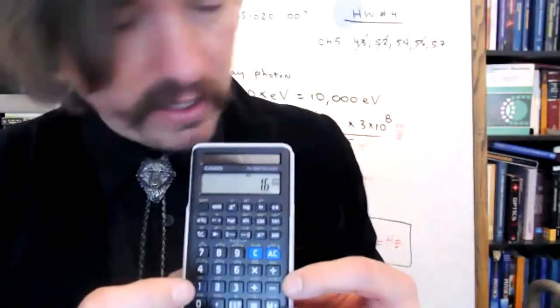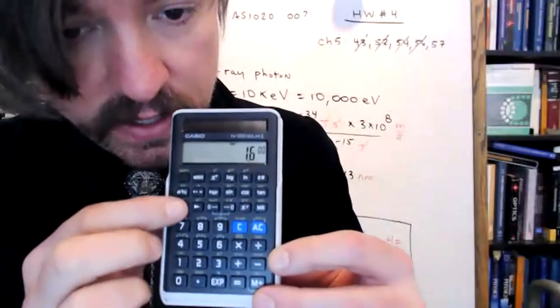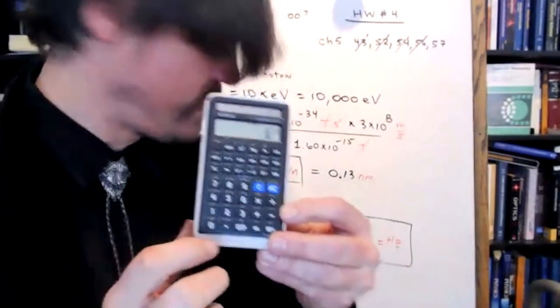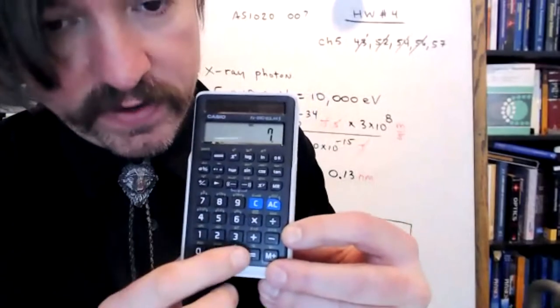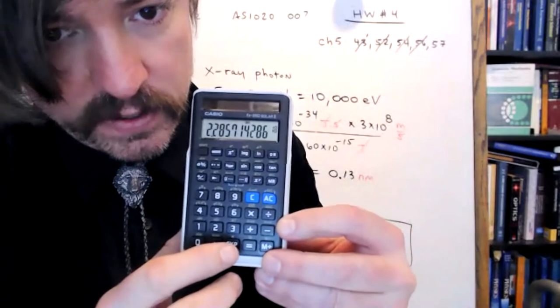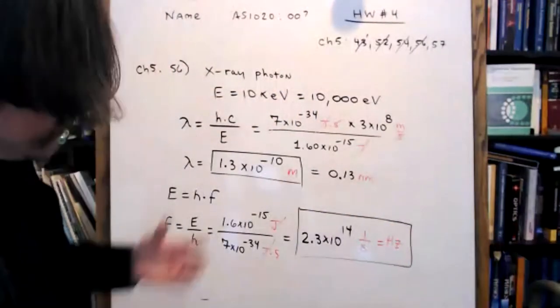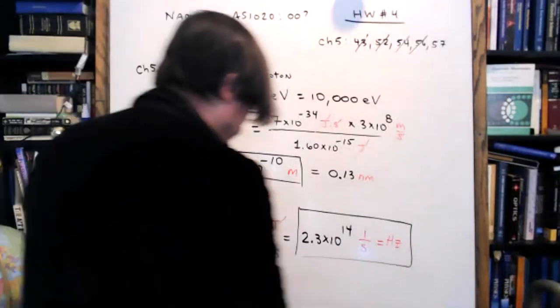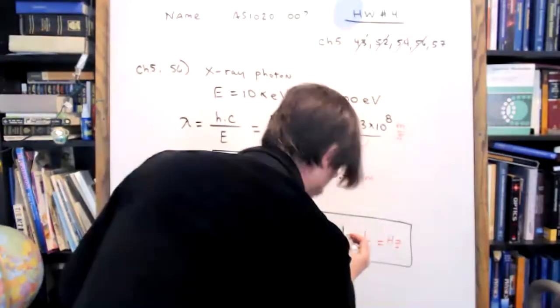1.6 exp negative 15 divided by 7 exp negative 34. The 18 is right. I messed up. That's okay. That's why we should all be punching, so that we can catch those little mistakes. So thanks, guys.